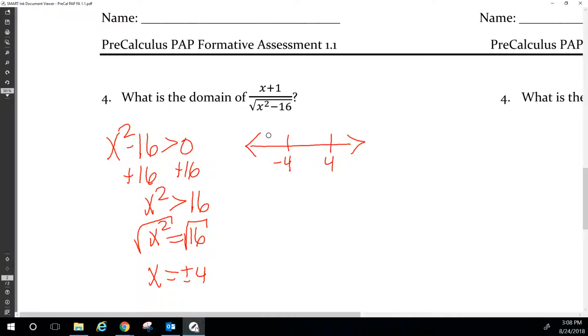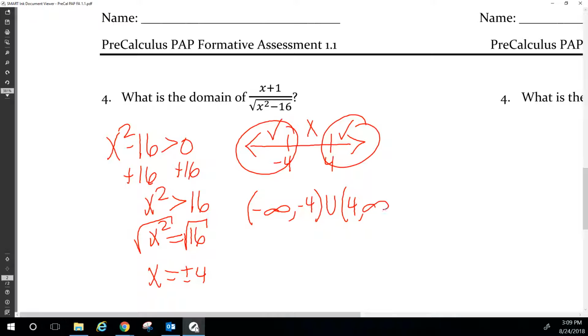So if it is less than negative 4, so say negative 5 times negative 5 would be 25 minus 16. That would give me 9. I can take the square root of 9, so that interval works. Between negative 4 and positive 4 would be 0, so let's test 0. 0 squared would be 0 minus 16. That would be negative 16 down here. I can't have the square root of a negative number. Not works. And then greater than 4, I have 5. Again, 5 squared would be 25 minus 16. That works. So in interval notation, this would be negative infinity to negative 4. So this portion. And then union with this portion from 4 to infinity.